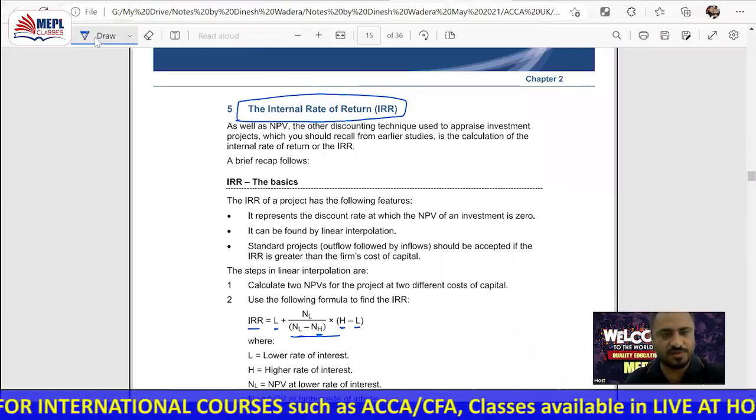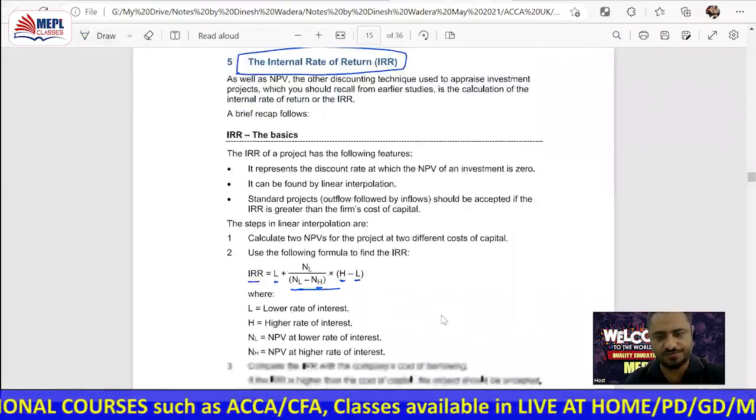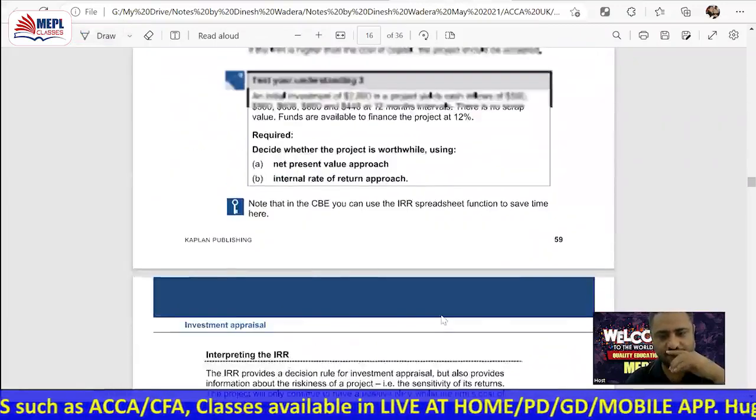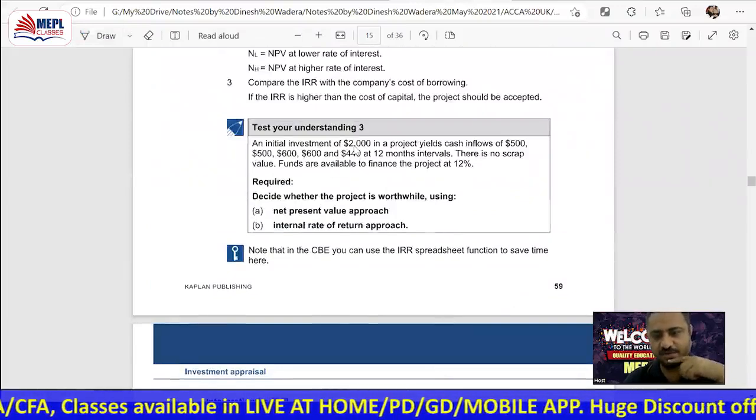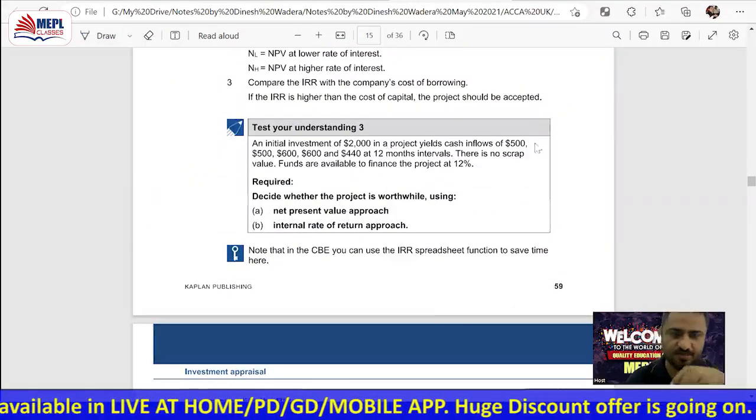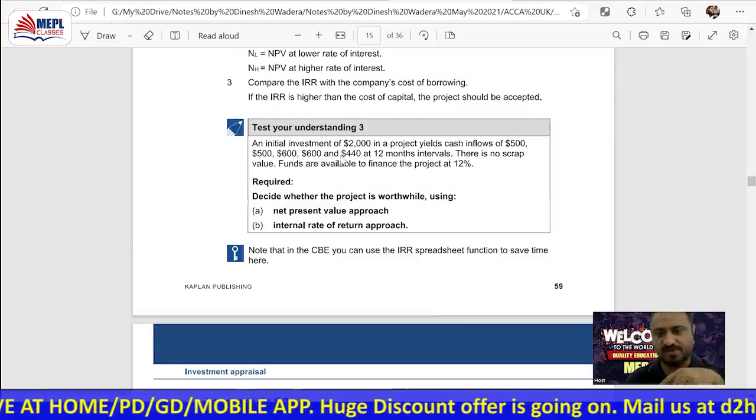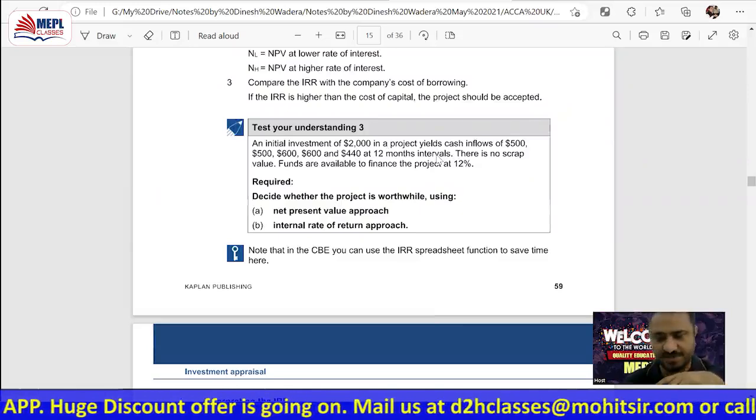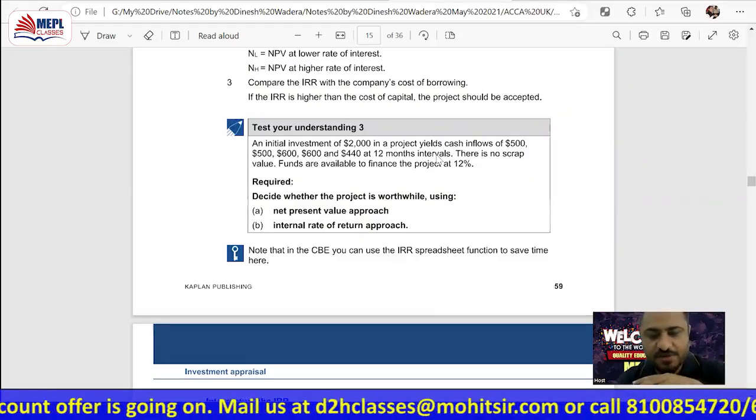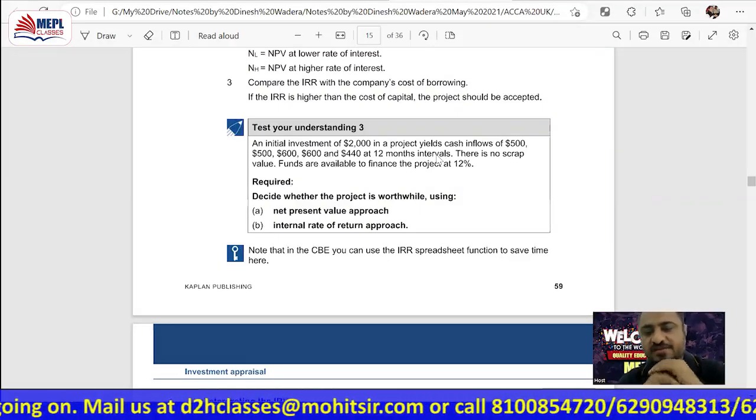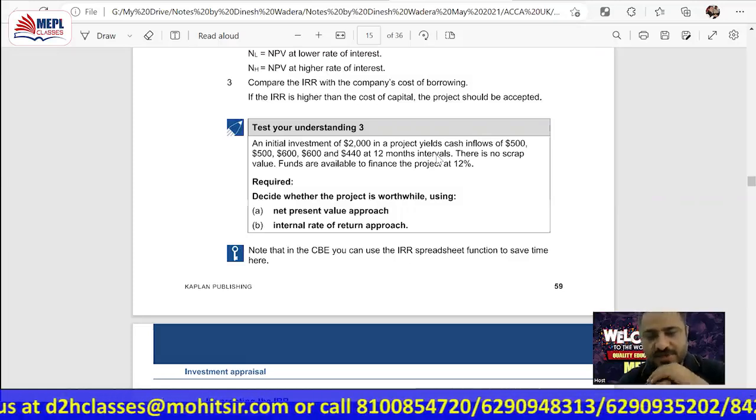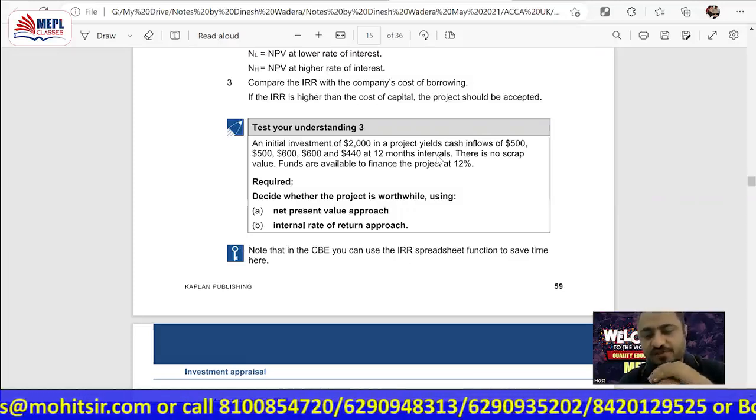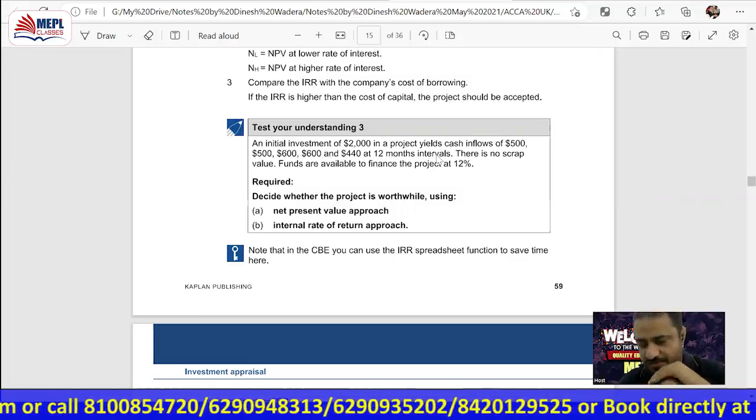So let me take a question for you. Here is a question. An initial investment of 2 lakhs in a project yields cash inflows of 500, 500, 600, 600 and 440 at 12 months of interval, meaning at each year. There is no scrap value. Funds are available at a cost of 12%. Decide whether the project is worthwhile using NPV or the internal rate of return approach.